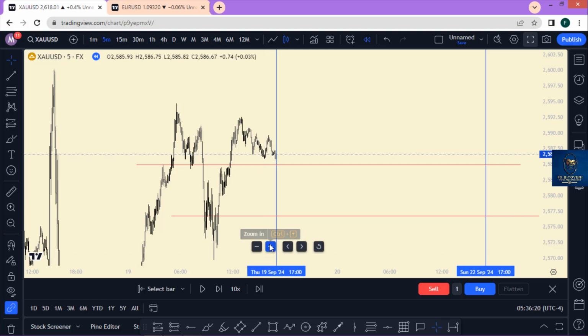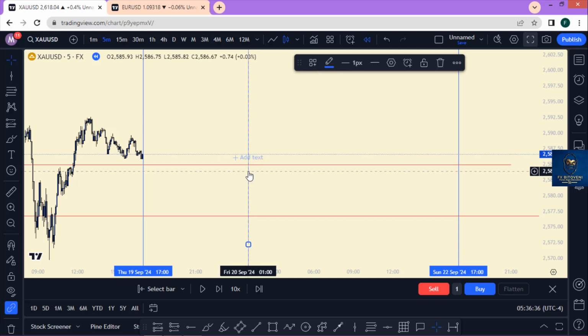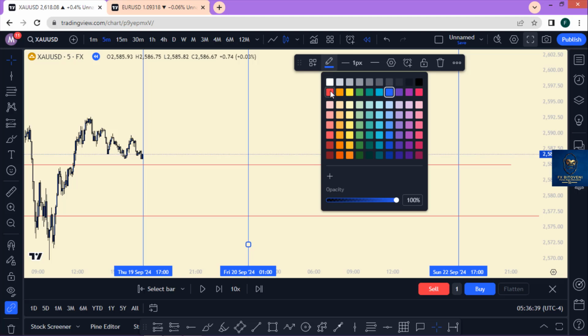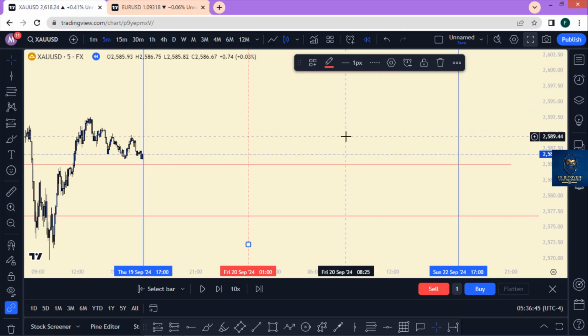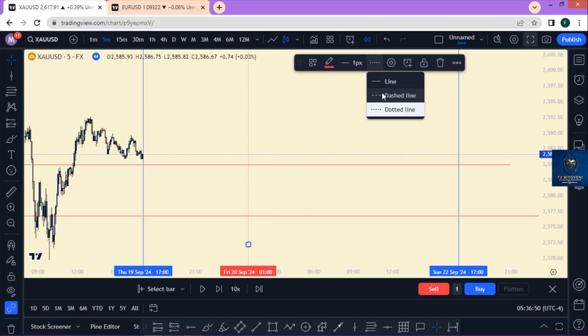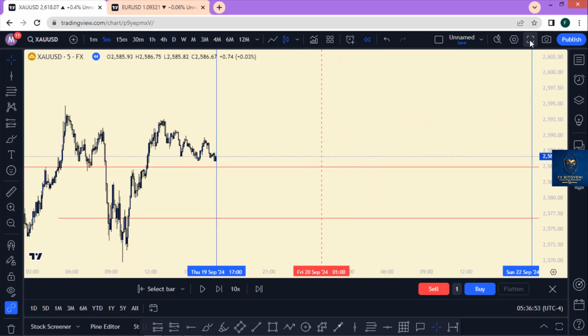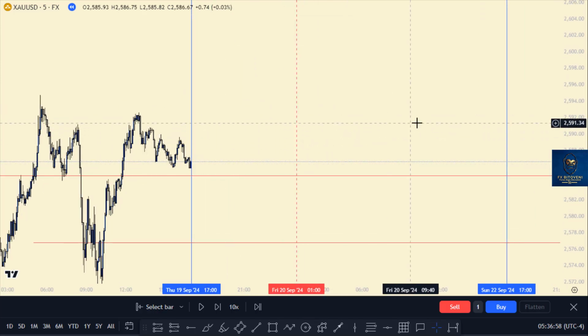Now, Asian session will start from this line, 17, all the way to 1 a.m. At 1 a.m. I will change color and make it a bit dashed so that we can see the difference between these lines. Okay, this is Asian session. This window is for Asian session.